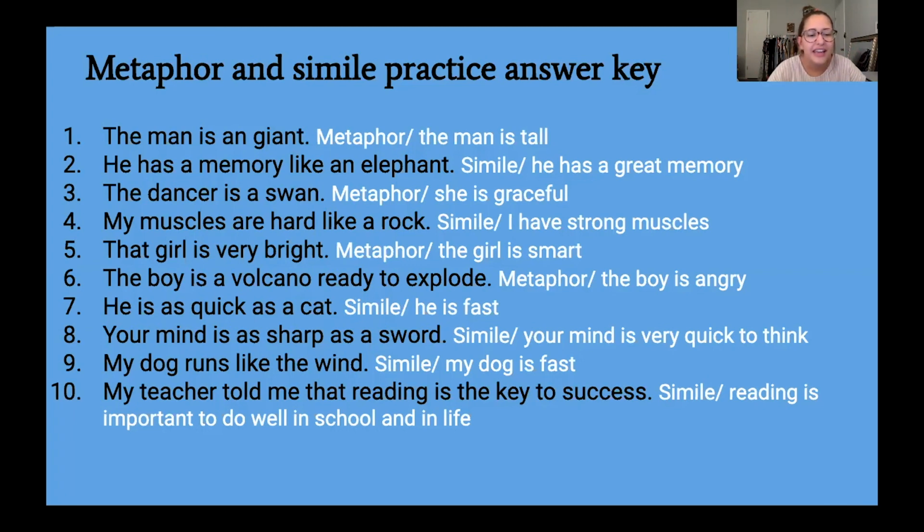Then for number 9, I put my dog runs like the wind. So this is a simile because of the word "like." And it's saying that my dog is very fast, and we know that the wind is quick and you can't see the wind. It goes so quickly through, and sometimes you'll kind of blow away a little bit because the wind's so strong and fast. And so this is saying that my dog runs like the wind, so my dog is very fast.